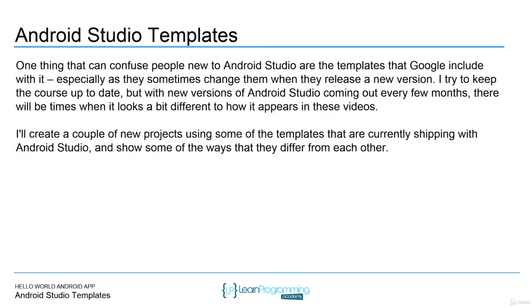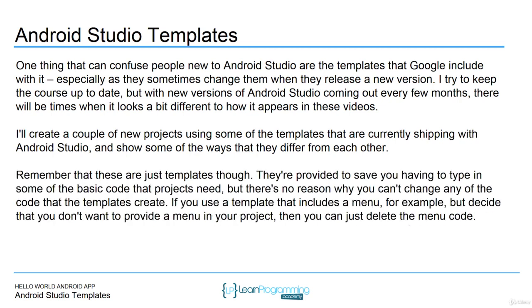So I'm going to create a couple of new projects using some of the templates that are currently shipping with Android Studio and show off some of the ways that they differ from each other. Now remember that these are just templates though. They're provided to save you having to type in some of the basic code that projects need, but there's no reason why you can't change any of the code that the templates create.